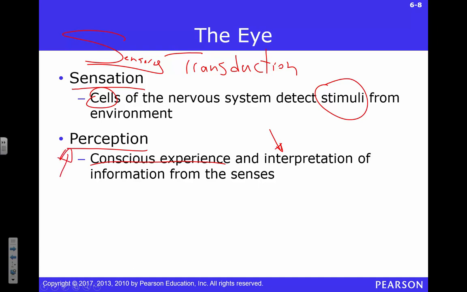Now, how you make a conscious experience out of that, how you interpret that, that all falls under perception, right? Today we're going to talk about wavelengths of light. There really is no such thing as red light or blue light or green light. There's light with different wavelengths, and we perceive that as red or blue or green, right? And so that perceptual process is separate from the sensory process. Often they're difficult to pull apart, but just be aware that there are two things.